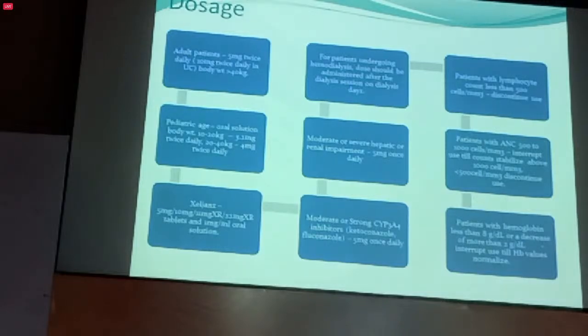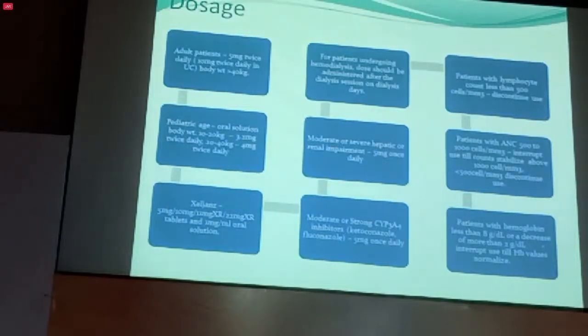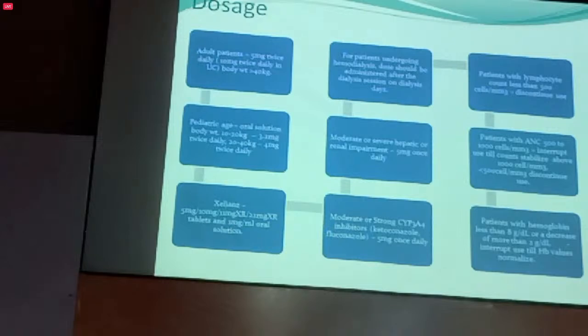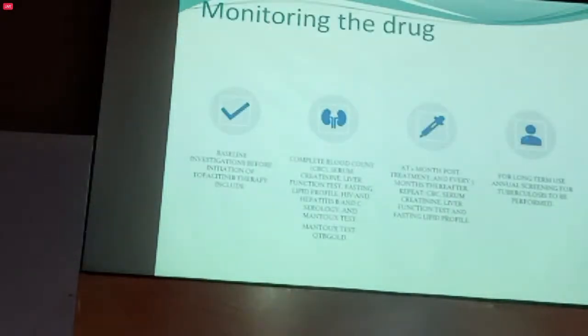As I said, for drugs which are potent inhibitors of CYP3A4 like ketoconazole and fluconazole, the dose should be 5 mg once a day. And in patients with hemoglobin less than 8 grams, or a drop in hemoglobin of more than 2 grams, one should interrupt the dose till the hemoglobin value normalizes.